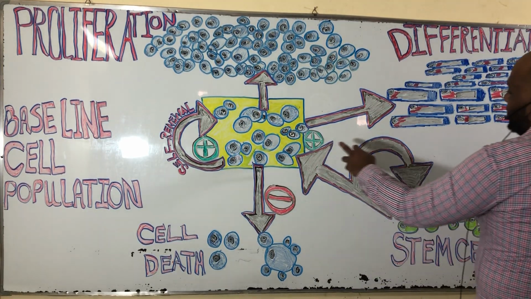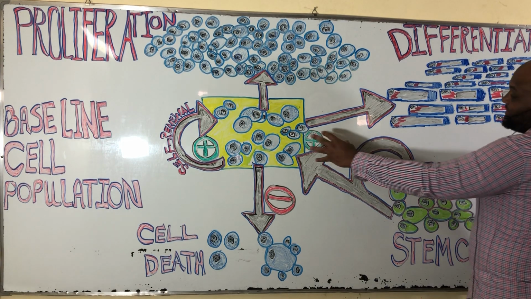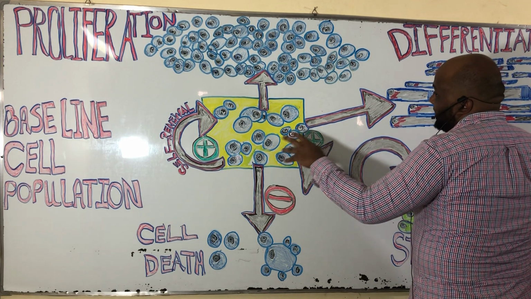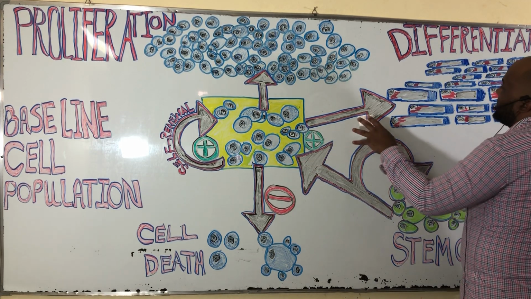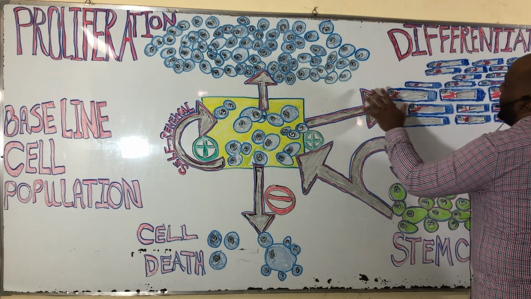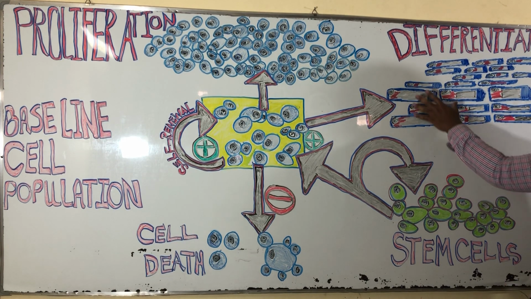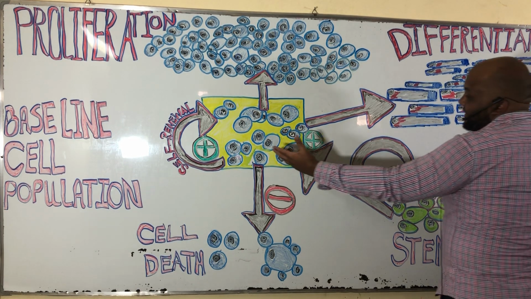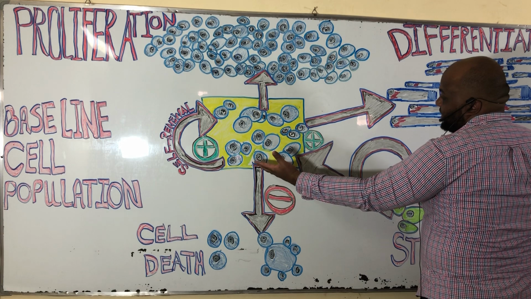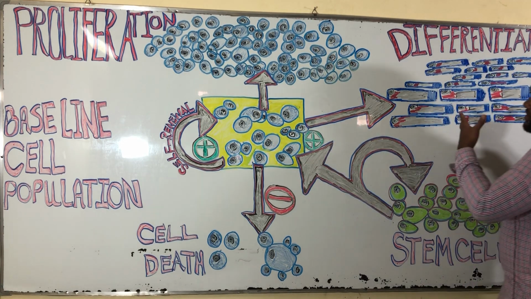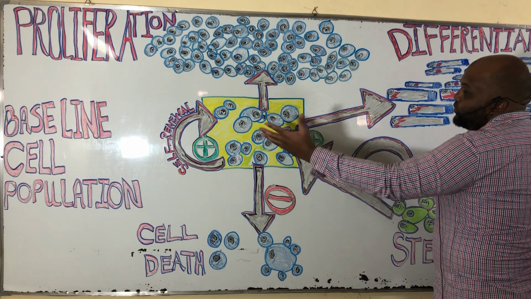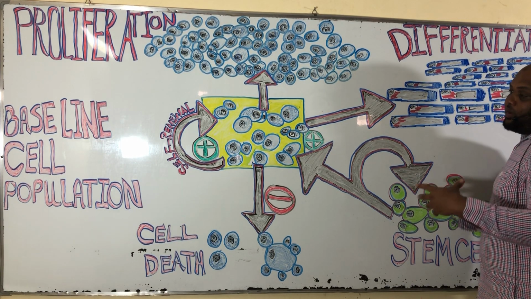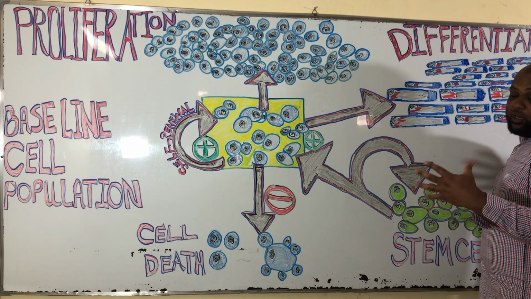Then another mechanism through which the baseline cell population would increase is differentiation. We have a new form of cells that are structurally and functionally different from the baseline cell population, but they still arise. And now we have a new baseline cell population that is more differentiated and is serving more growth and development demands.